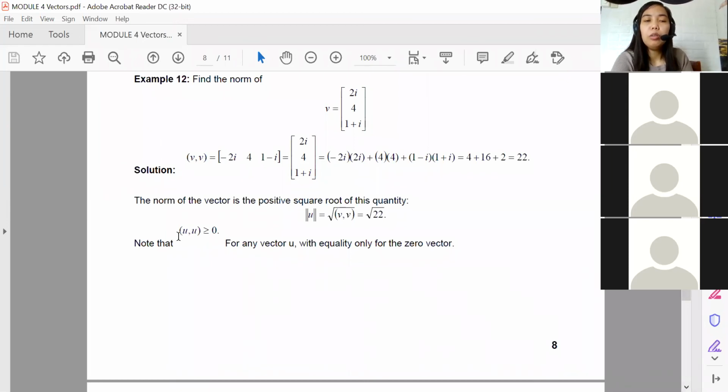So as I said class, note that the dot product of u with itself is greater than or equal to 0. Because we're talking about length, there is nothing negative. It's always from 0 upwards. For any vector u, with equality only for the 0 vector.